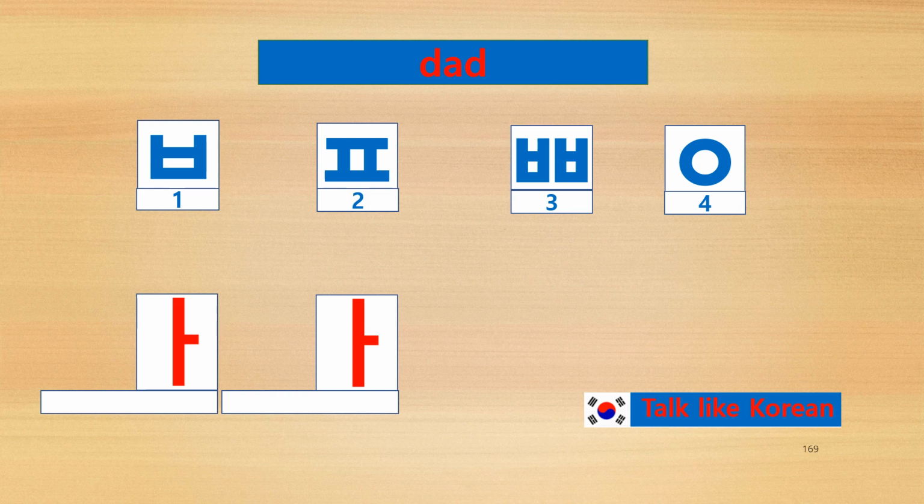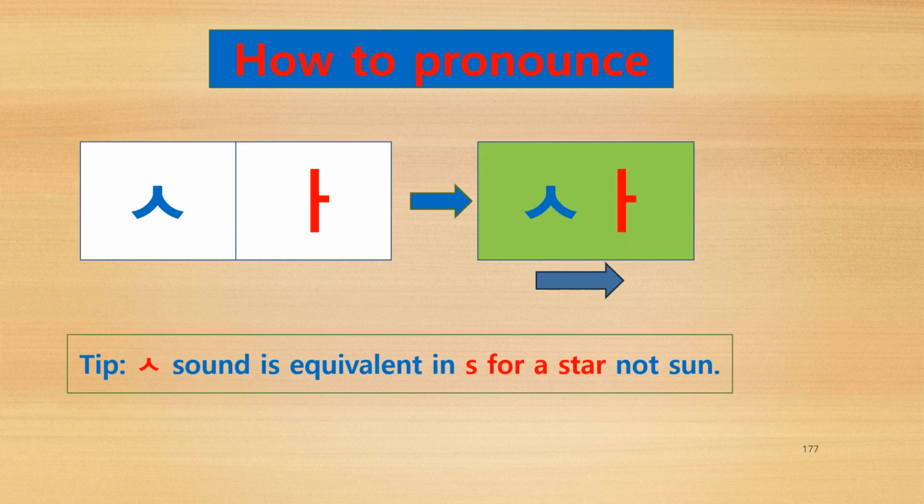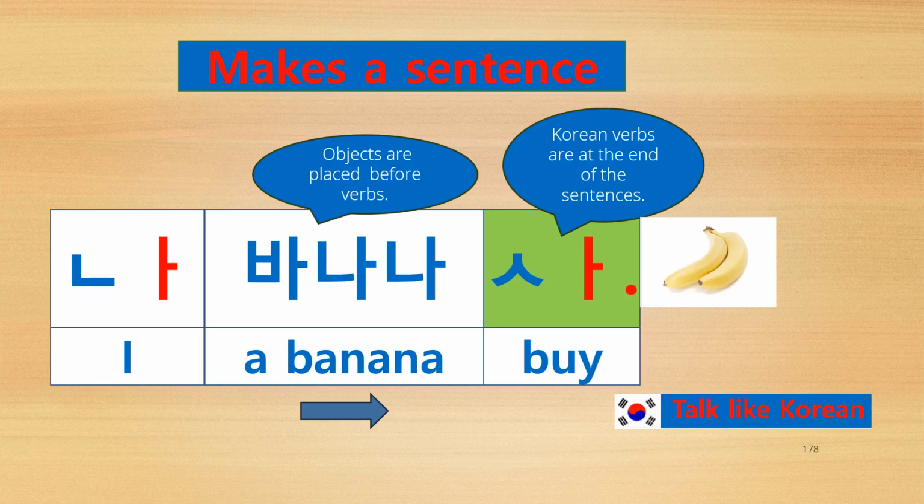When you call someone, you raise your tone. So 아빠. So high pitch. 아빠. Well done. And the 사. This sound is a stand or a star, not sun. Weak sound, weak S. 사. And then we make a sentence.